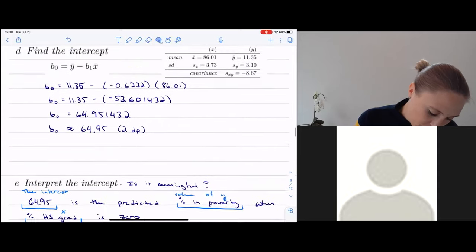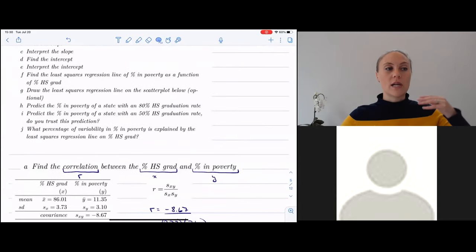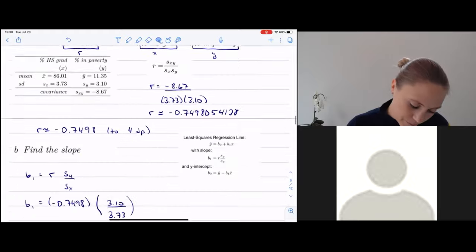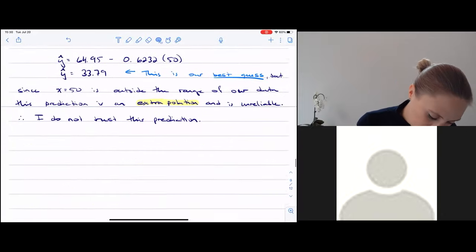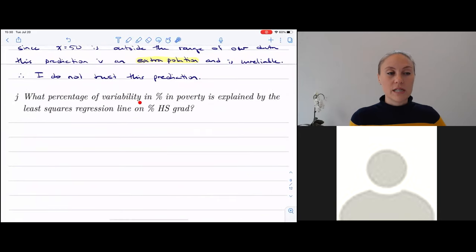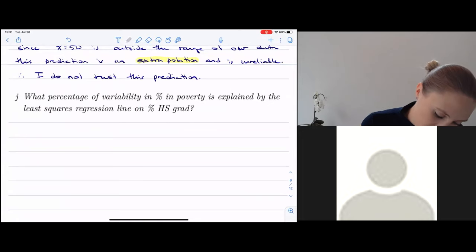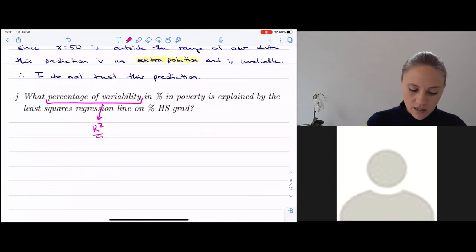So good. There's quite a few questions that I can ask, and usually they just kind of flow like this, building on one another. The last question is, what percentage of variability in percentage in poverty is explained by the least squares regression line on the percentage of high school grads? So as soon as you see percentage of variability, this is R squared, okay? And it's asking what R squared? So we have to find R squared.